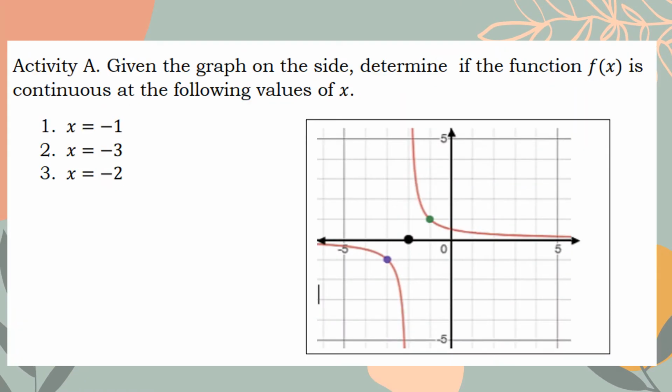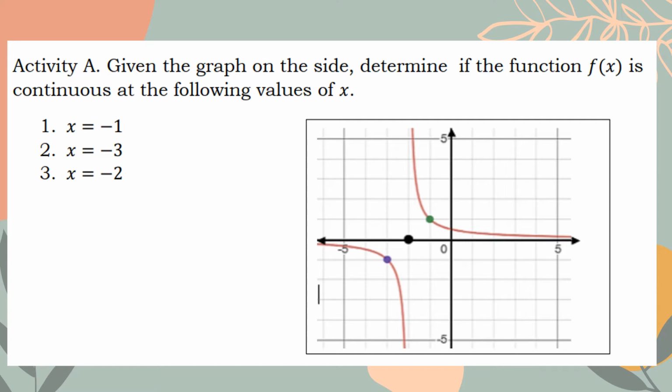Okay, let's have an activity. Now, let's check your understanding of the things that I have mentioned a while ago. Given the graph on the side, determine if the function f of x is continuous at the following values of x. Number 1, x is equal to -1. Number 2, x is equal to -3. Number 3, x equals -2.